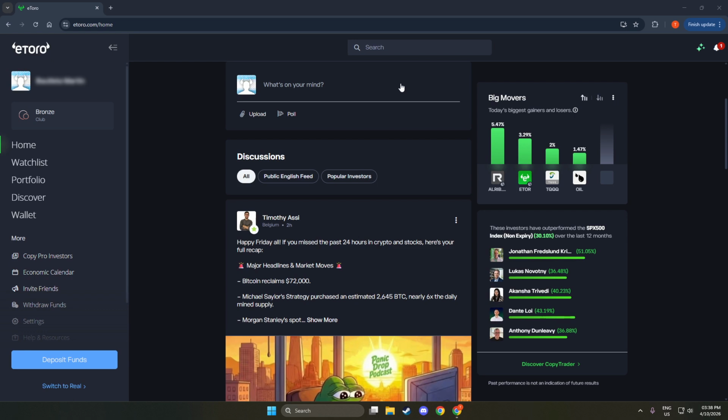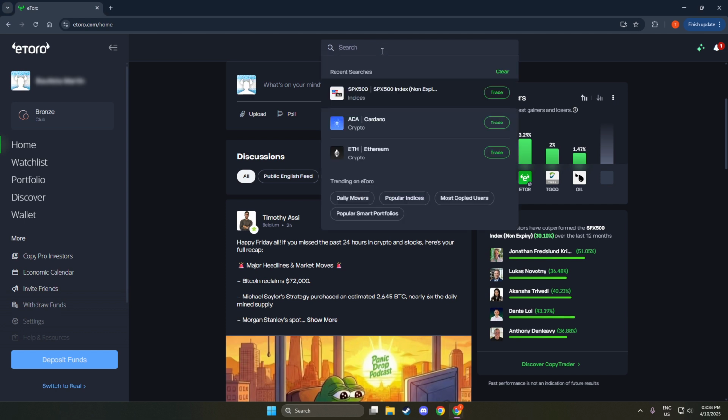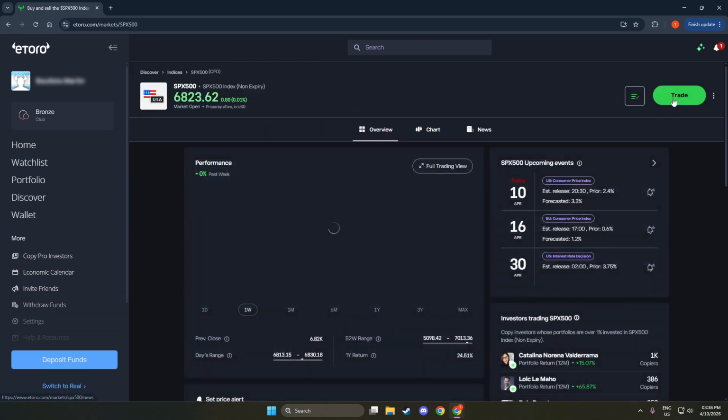Start by opening eToro on your device. Head to the page of the stock or crypto you want to trade and select Trade. This brings up the order window where you'll set up the details. You'll see a section called Order Type. By default, it's usually set to market, which means the order would execute right away at the best available price. Change that from market to limit so you can specify the price you want.